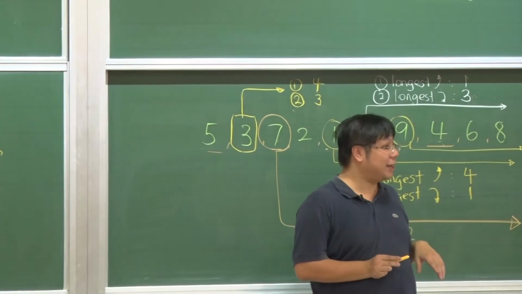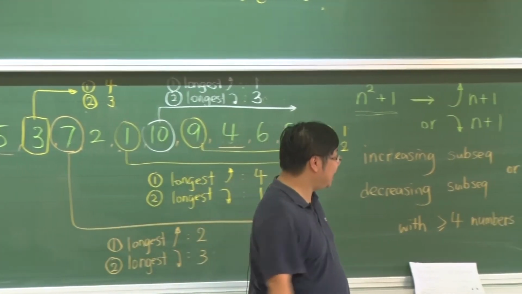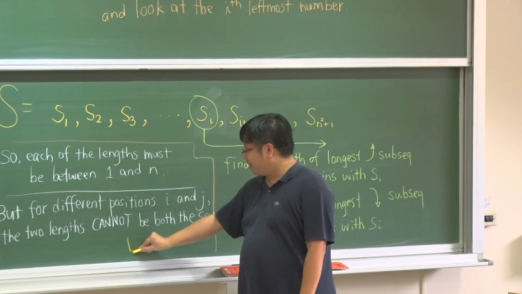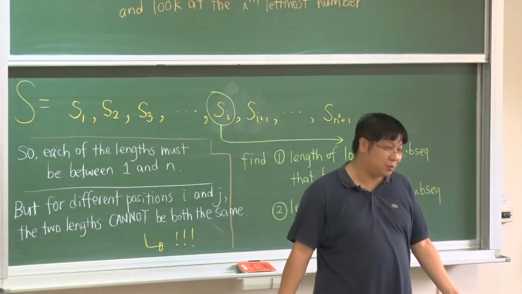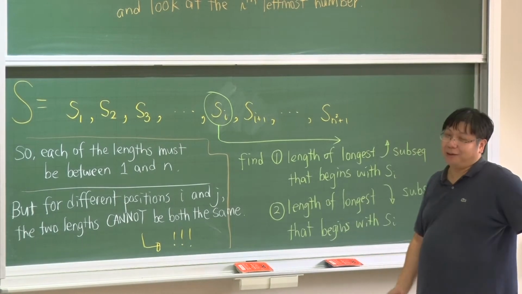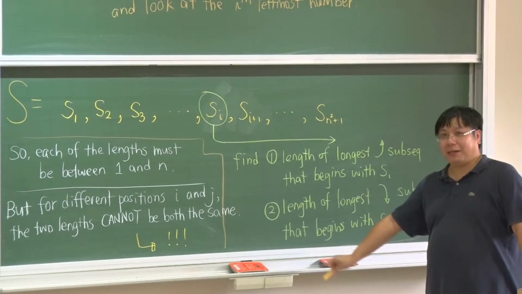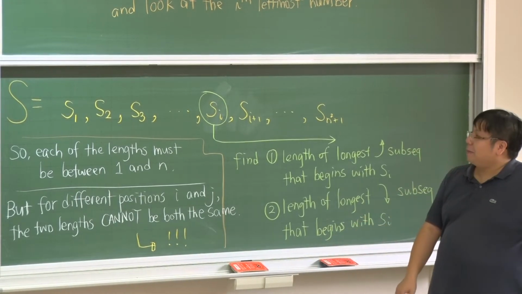Is that okay? Okay? This is the key observation. Then we get a contradiction. Wow. Where is the contradiction? Where is the pigeonhole principle? Where is it? I'm skipping a little bit of things. So let me give you a hint.